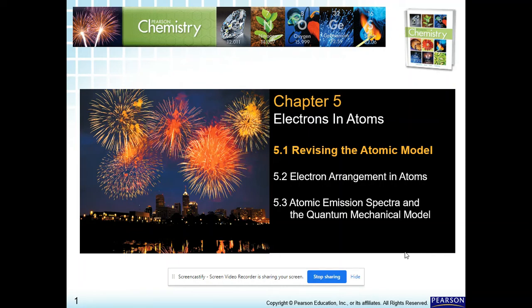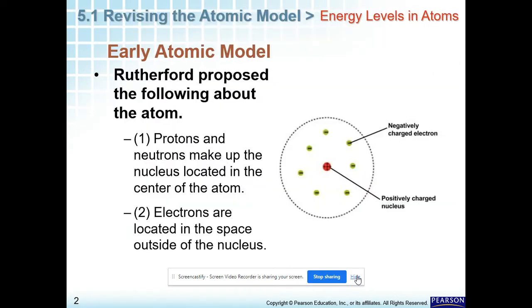Class, today we're going to go over chapter 5, and this chapter specifically focuses on electrons in atoms. In section 1, we're going to talk about revising the atomic model that we left off on talking about in chapter 4. If you remember, we left off on Ernest Rutherford's gold foil experiment, and he proposed the following about an atom.